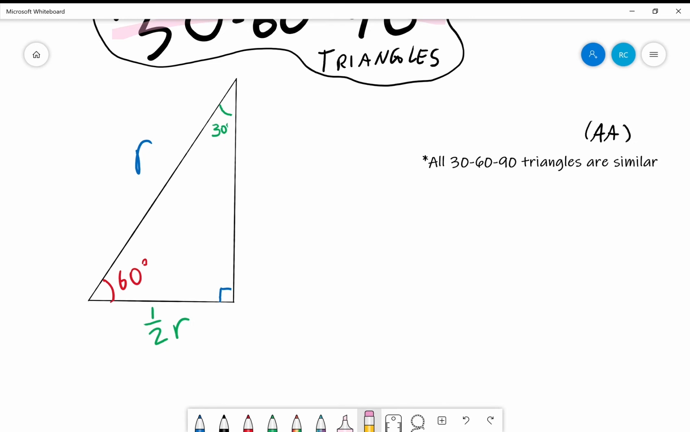So now we know that no matter what the hypotenuse is, the short leg is half of it. So if I know that the short leg is 10, then I know that the hypotenuse is 20. If I know that the long leg is 70, then I know that the short leg is 35, right? Half of it.